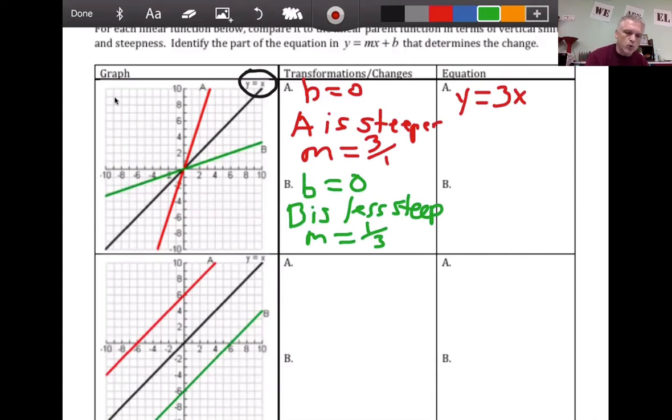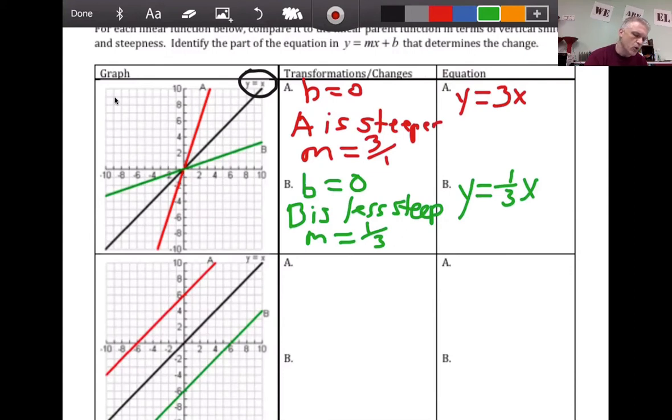So the equation of line B would give us y equals 1/3 x. And again, you could say plus 0, but we're going to leave the plus 0 off.